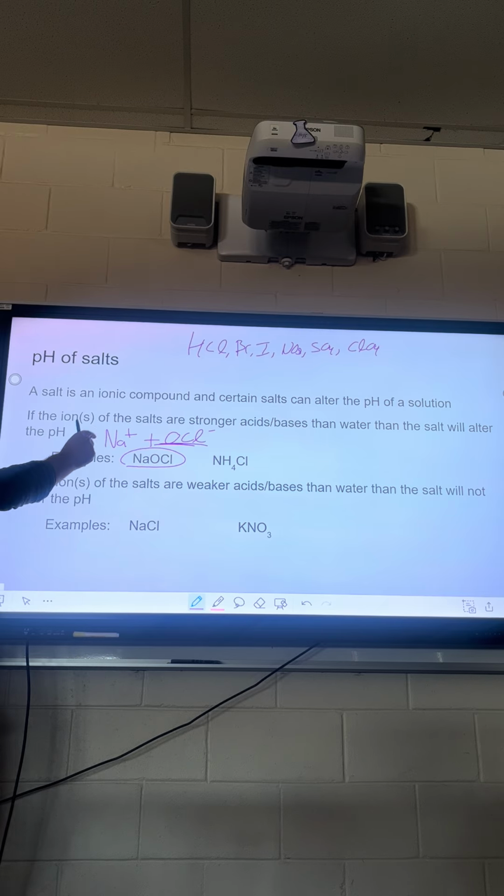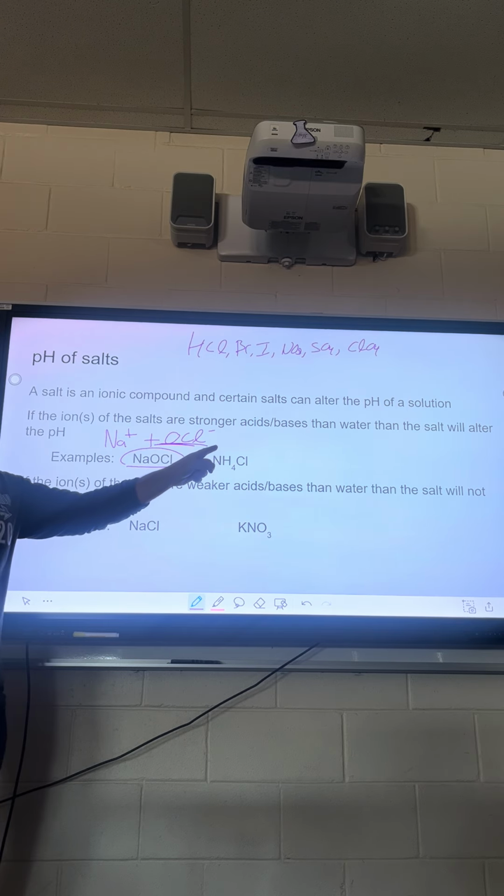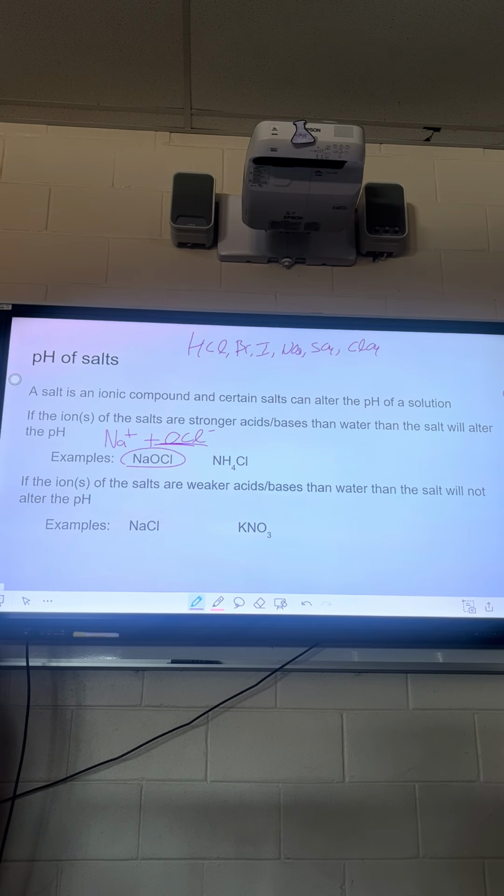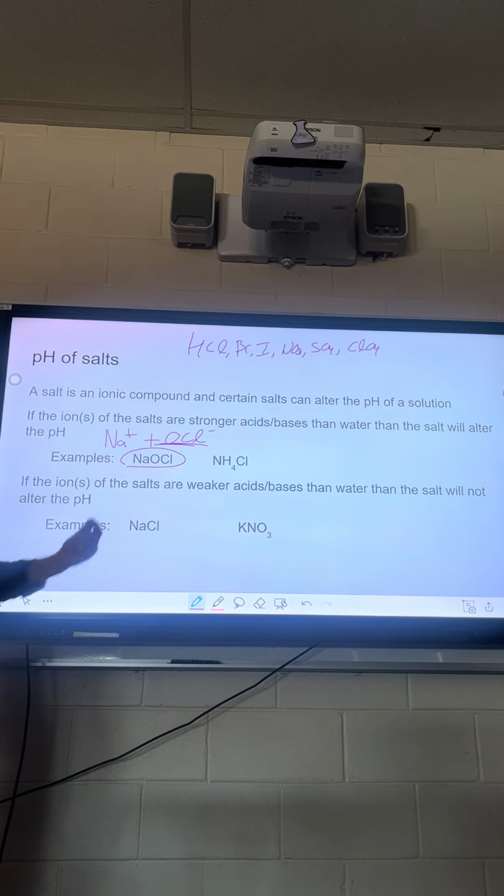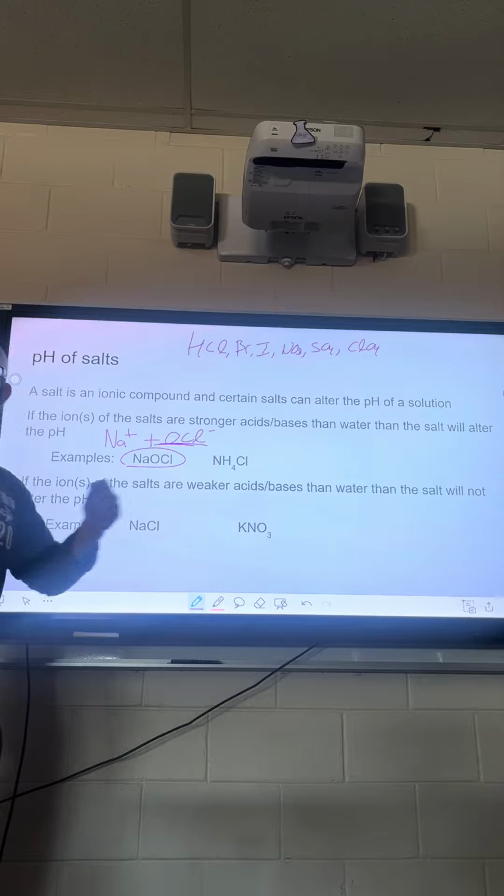Right, so the sodium came from a strong base. So as a conjugate acid, it's weaker than water. The OCl is the conjugate base of a weak acid. So as a conjugate base, it is actually stronger than water.